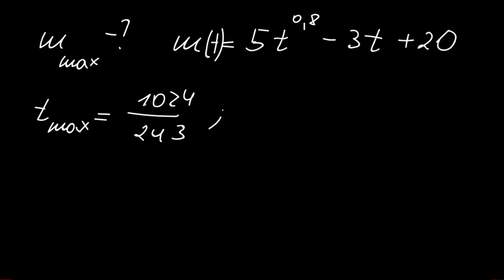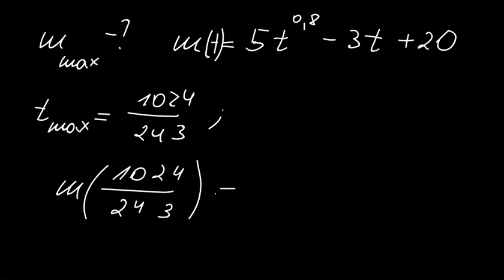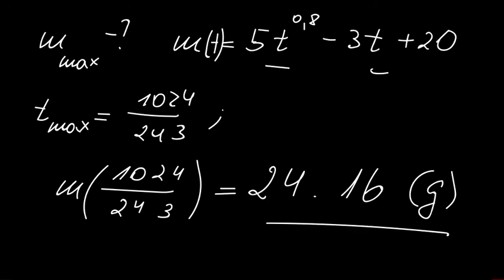So what we need to do here is to calculate m at this time moment. And that's also a job for your calculator, and I don't think it's necessary. Basically, all you need to do is put this number 1024 divided by 243 instead of every t in this equation. And once you do that, you get that the mass is equal to 24.16 grams, and this is your answer.